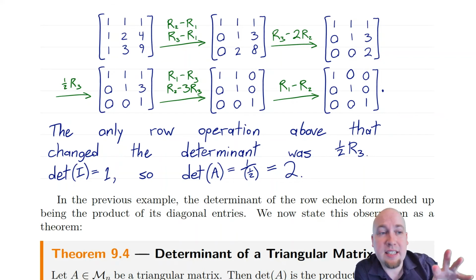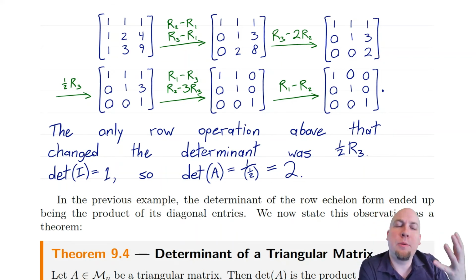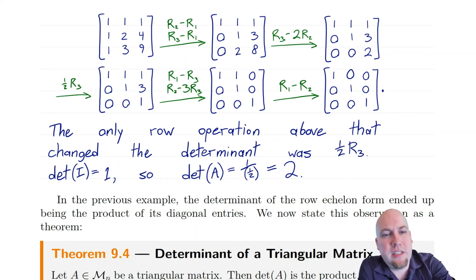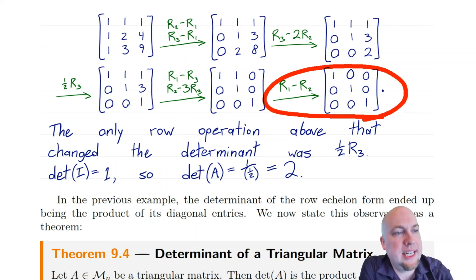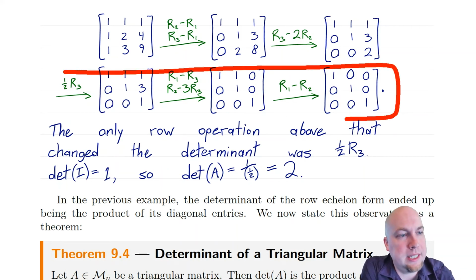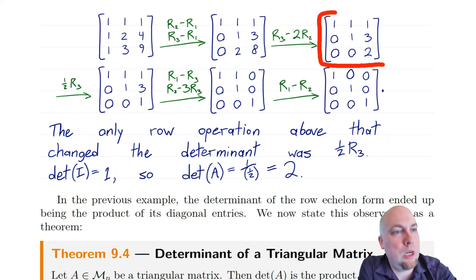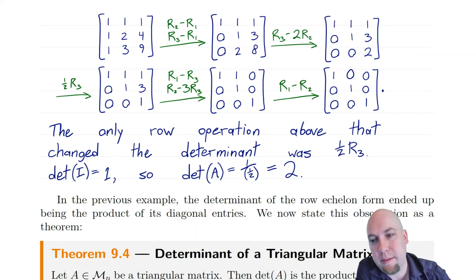So we're going to state this as a theorem and we're going to prove it. The reason that this is nice is that we don't need to go all the way to reduced row echelon form to get the determinant. We don't need to do these last 3 steps. We could stop when we get to row echelon form like up here and then just say, oh great, now the determinant is 1 times 1 times 2.